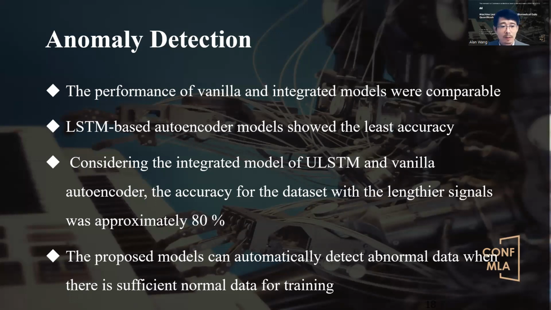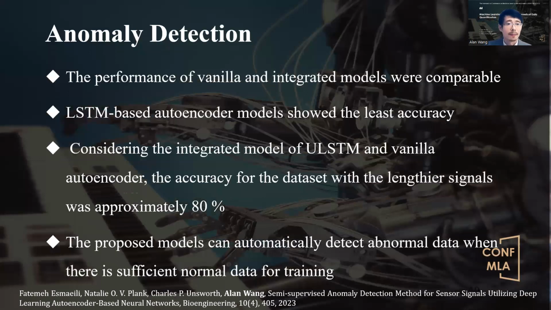Our experimental results show that the accuracy can be as high as 80%. The performance of the vanilla and the integrated models were comparable, and the LSTM-based autoencoder model showed the lowest accuracy. For the integrated models of LSTM and vanilla autoencoder, the accuracy can be as high as 80%. So basically, anomaly detection is very feasible based on machine learning.